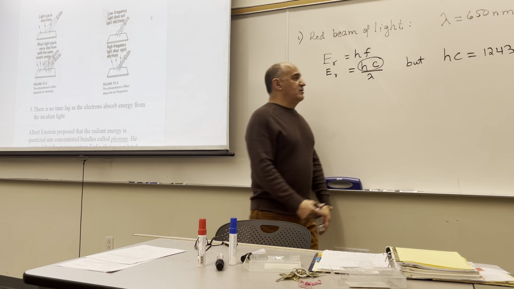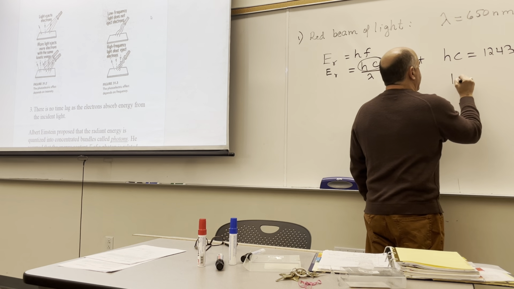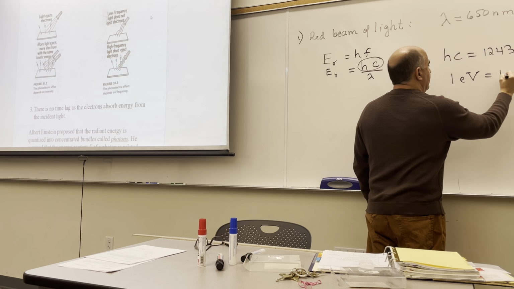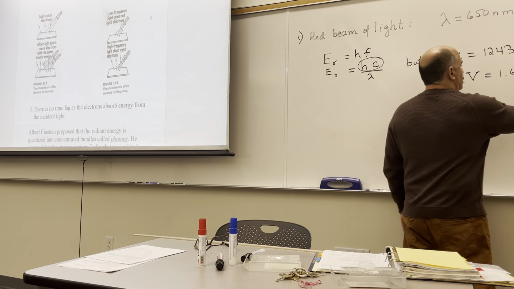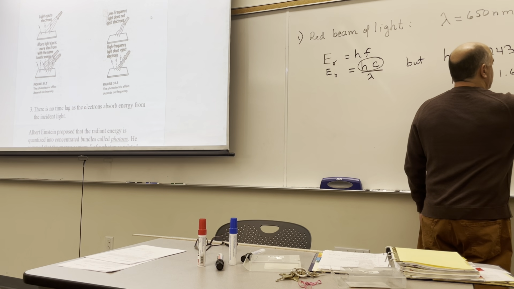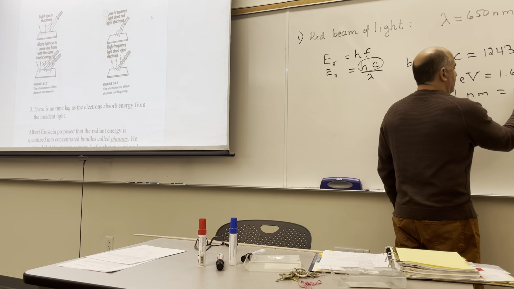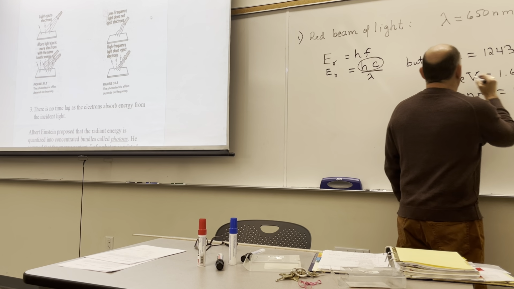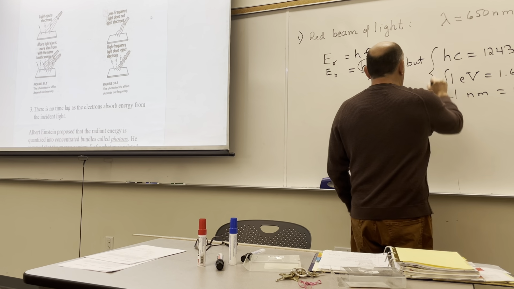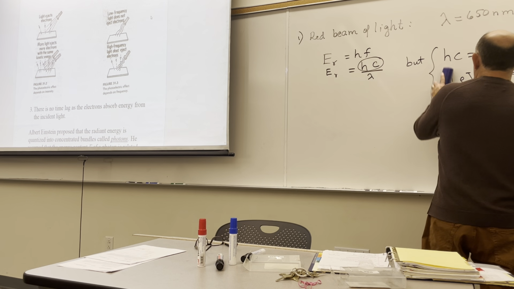Just so you know, 1 electron volt is 1.6 times 10 to the minus 19 joules. It's actually the charge of an electron. And 1 nanometer is 10 to the minus 9 meters. So if you use that, it's good to keep that in mind. It's very useful.